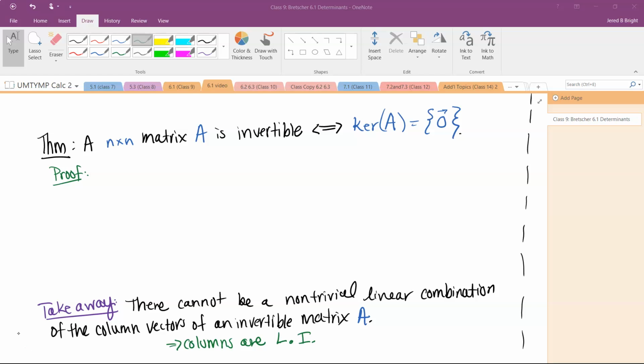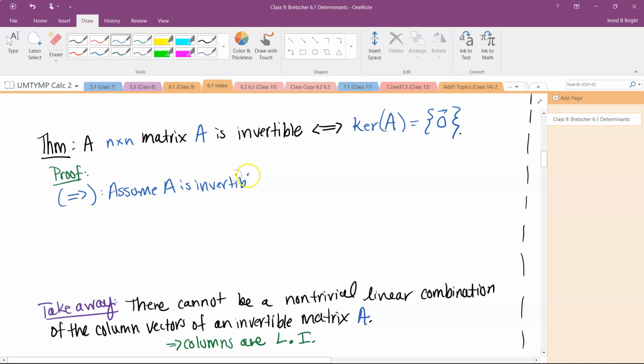An n by n matrix is invertible if and only if the kernel of the matrix is the zero vector only. So, proof. This is an if and only if, so we do need to prove two directions. Let's look at this direction first. We're going to assume A is invertible, and we're going to let X be in the kernel of A. So this means that AX is equal to the zero vector.